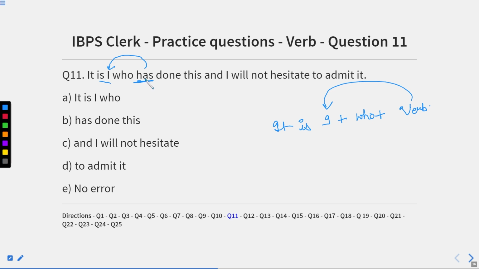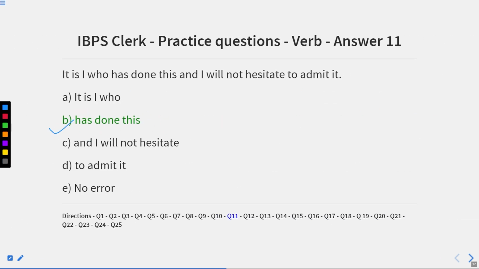Do we use has with I? No, we use have. Therefore, the sentence is incorrect. This has should be replaced with have, so the error is in part B. The correct sentence will be, "It is I who have done this, and I will not hesitate to admit it."